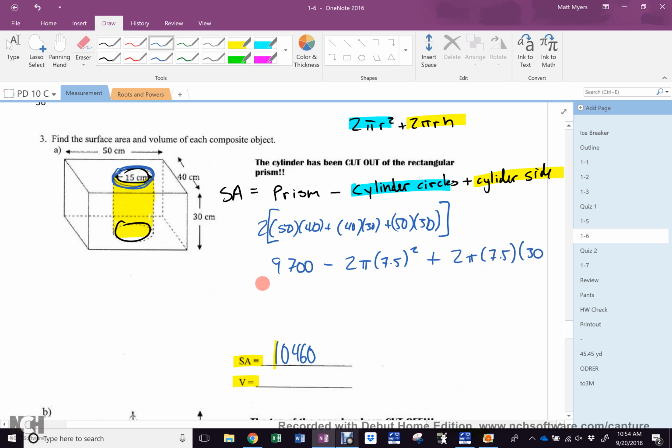So you had 9,700 plus 15 times 30, 450 pi, minus 7.5 squared is like 56 times 2, 112, minus 112-something pi. So you had 9,700 minus 338 pi approximately, and then plus 338 pi, which is close to about 9,400. Everybody good? I can show you the exact numbers if you need them, but again, it doesn't matter.